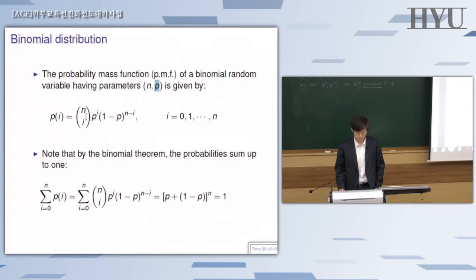Given a total number of trials n, assume that you want to have i different successes. Of course, this i is less than or equal to this little n. Just figure out how many possible combinations of having i successes out of n different trials. That's n choose i. Each of which has i successes, which means p to the i, and n minus i failures, which is 1 minus p to that power. So that's nothing but the probability mass function of this binomial random variable.